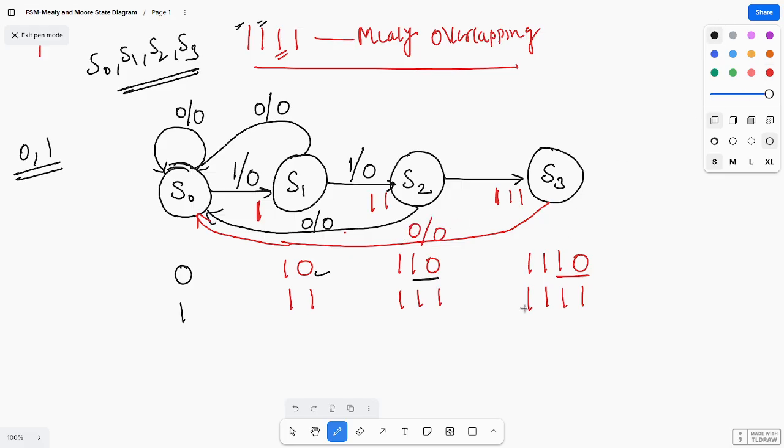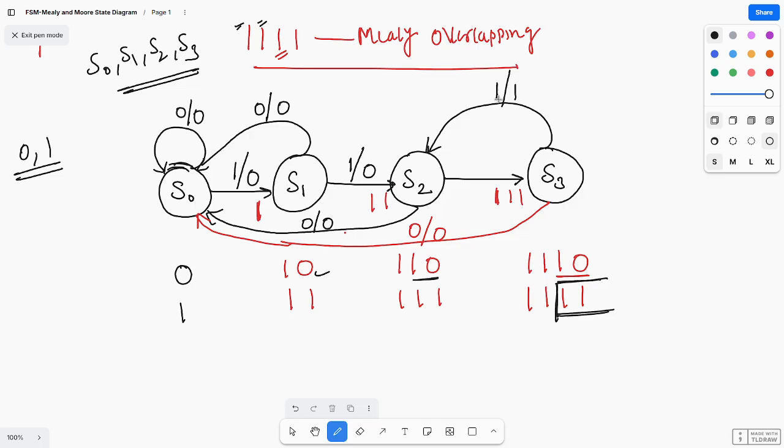Okay, and if it is 1 1 1 1, I need to see 3 bits, not 3 bits, 2 bits you see. So 2 bits, where is it matching? 1 1, here it is matching, so it will go to S2. So 2 bits are matching, and the output is 1. Okay, so this is the Mealy overlapping sequence.